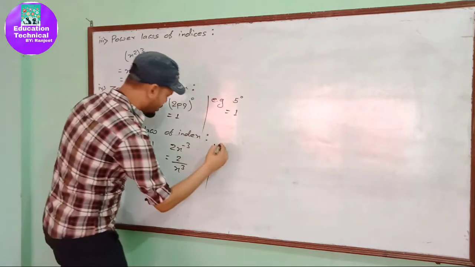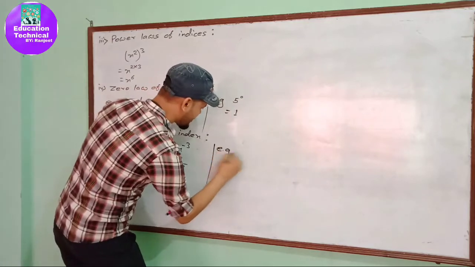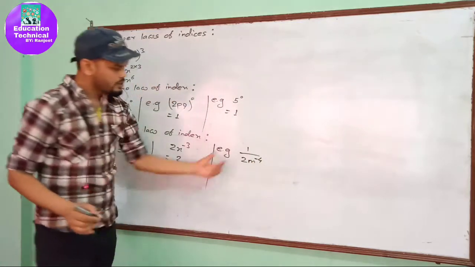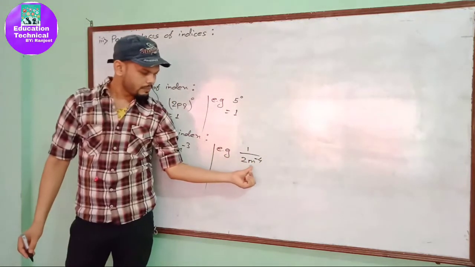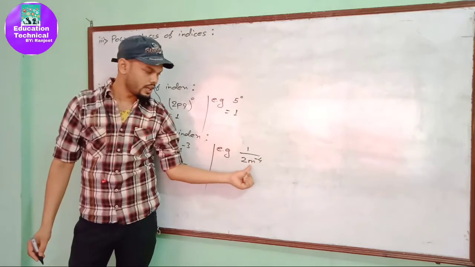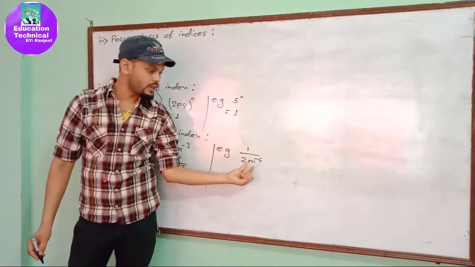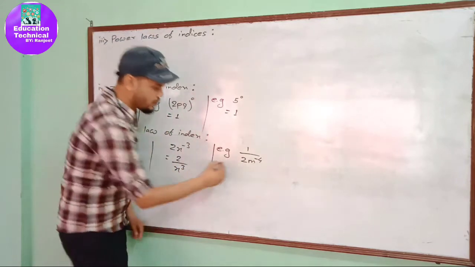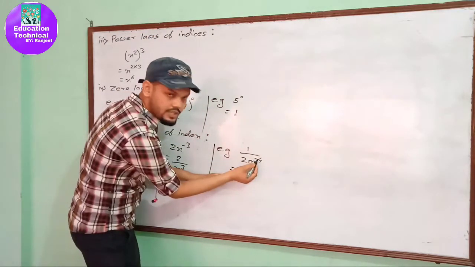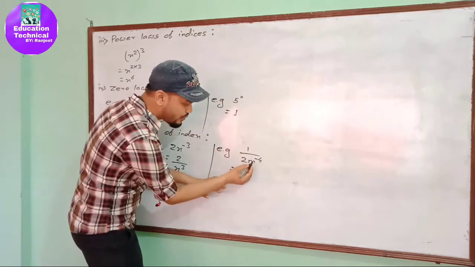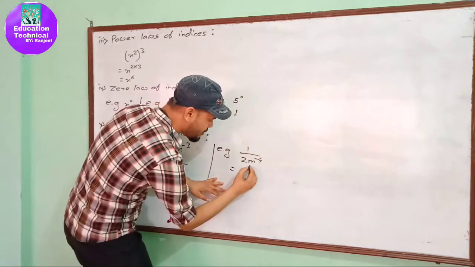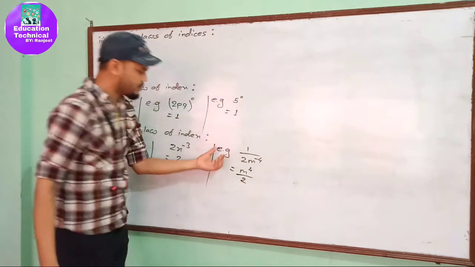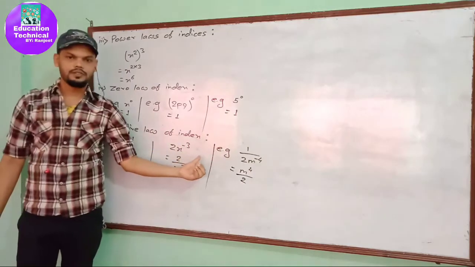Similarly, we can also take another example, 1 by 2 m power minus 4. Suppose here the power of this m is minus 4. This minus 4 is the power for m only, not for this 2 also. Here 2 is the coefficient. So we have to eliminate this minus sign. For this we have to take it to the numerator. So 1 into m power 4, and this 2. So this is our negative law of index.